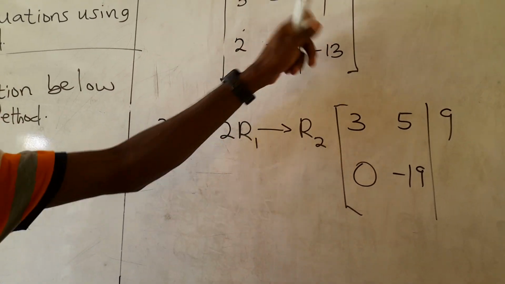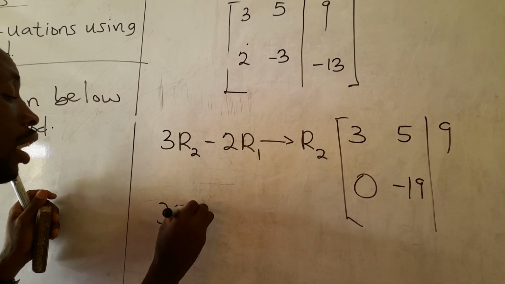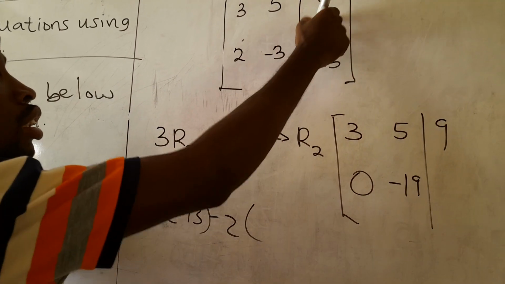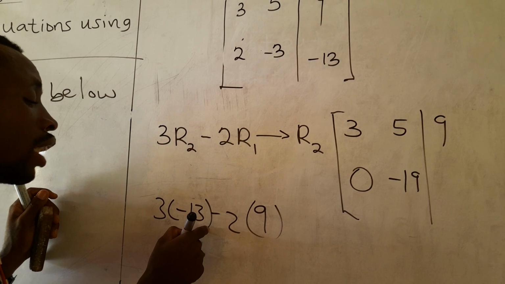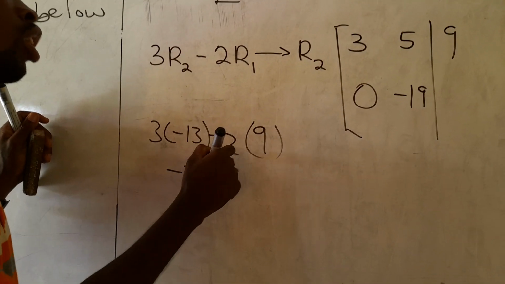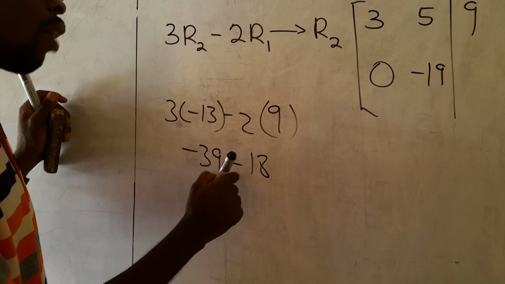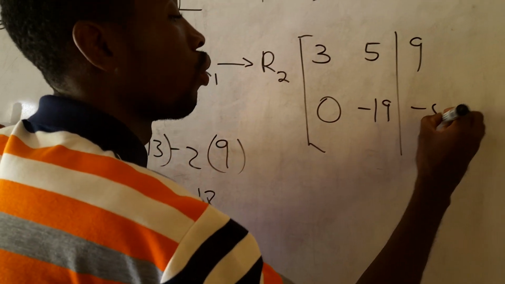The next step, this. So you have 3 times negative 13, that's our R2, minus 2 times 9. 3 times negative 13 will be negative 39. 2 times 9 is 18. Negative 39 minus 18 will be negative 57.